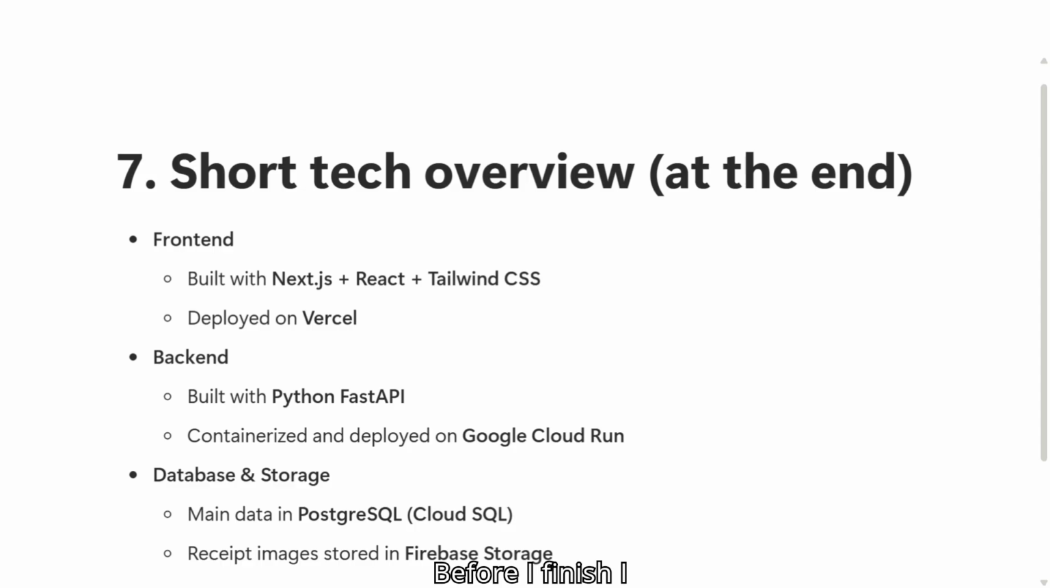Before I finish, I will give a quick tech summary. The front end is built with Next.js and React and deployed on Vercel. The backend is programmed with Python. I use the framework FastAPI, and it's running on Google Cloud Run. Data is stored in PostgreSQL on Cloud SQL, and the receipt images are all in Firebase Storage.